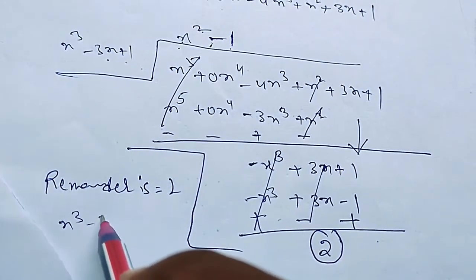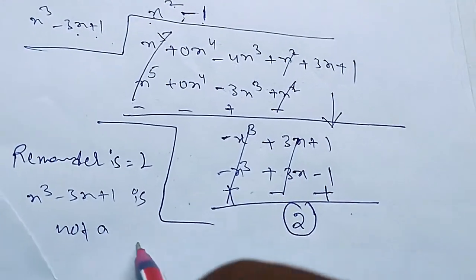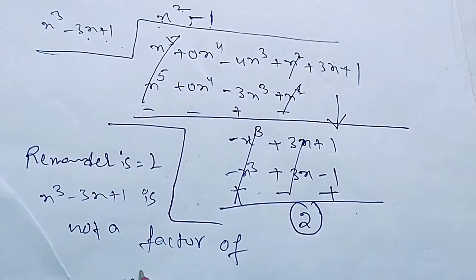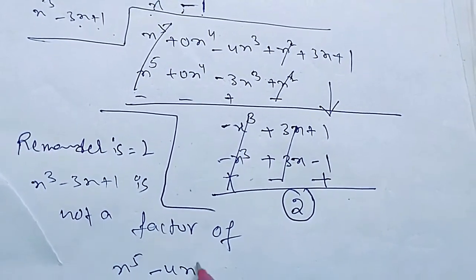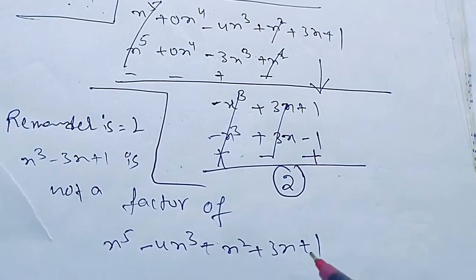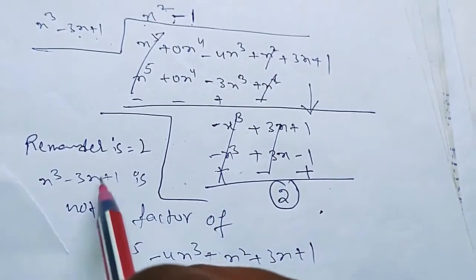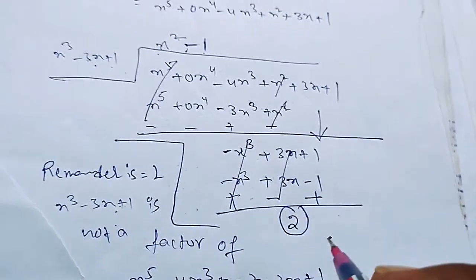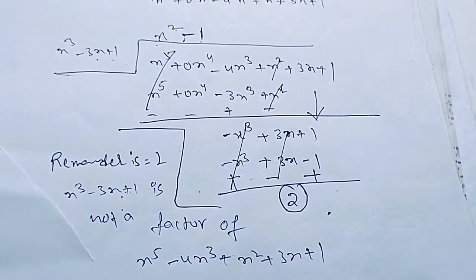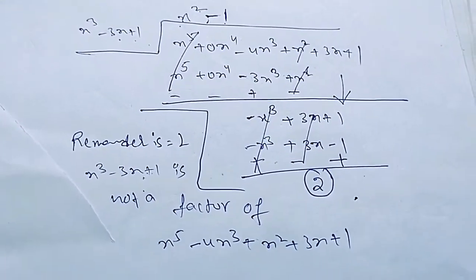So that's why x^3 - 3x + 1 is not a factor of x^5 - 4x^3 + x^2 + 3x + 1. Here we should get 0, then only can you say the given polynomial is a factor of another polynomial. Here the remainder is 2, so we can't call it a factor of that polynomial. The first polynomial is not a factor of the second polynomial.